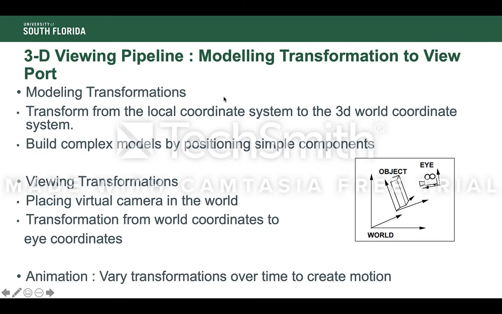So now let's understand how the modeling transformation to viewport process takes place. In modeling transformation, we transform from the local coordinate system to the 3D world coordinate system, and we build complex models by positioning simple components. After that, we go to viewing transformations, where we place a virtual camera in the world and the transformation from world coordinates to eye coordinates takes place.